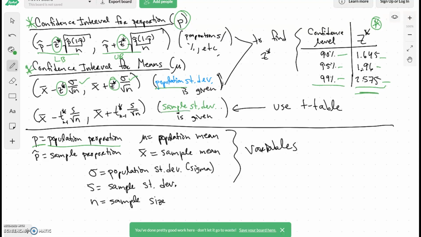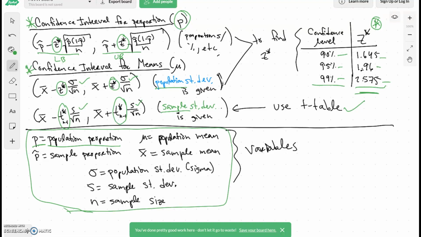However, if the sample standard deviation is given, so this S, then we're going to use T. That's where this T comes from, and we're going to use the T table. I put down here all the variables in case you have forgotten what all of them mean. But yeah, so this is basically the formulas that we're going to be using. And now I'm going to show you 2 examples. So I'll do one, and if I have time, then I'll do the second one. If not, then I'll put it in another video.